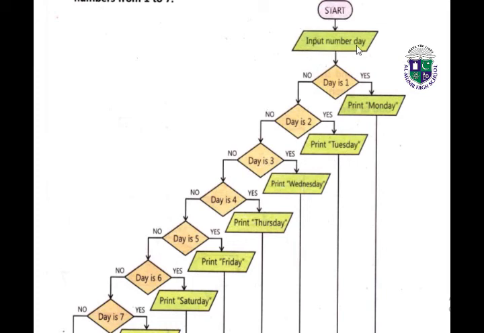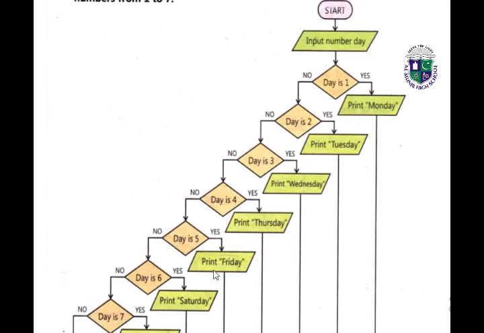If the day is 1, then it will print Monday. If no, then it will print Tuesday. Then if it is yes, then it will print Wednesday. Otherwise no, it will jump to the day is 4. If yes, it will print Thursday. Otherwise it will jump to the day is 5. Then it will print Friday.